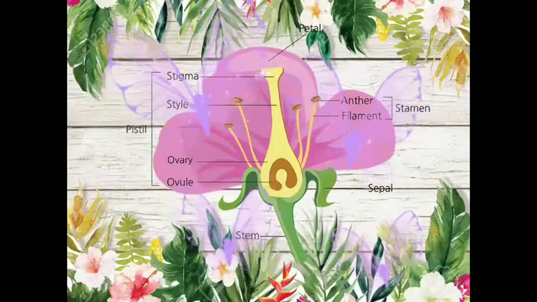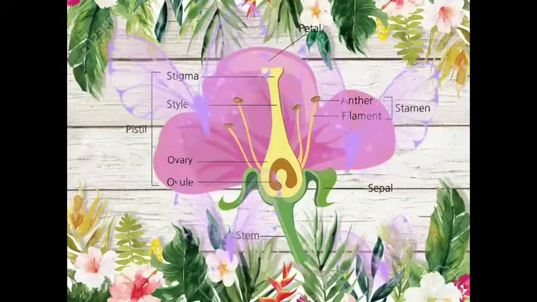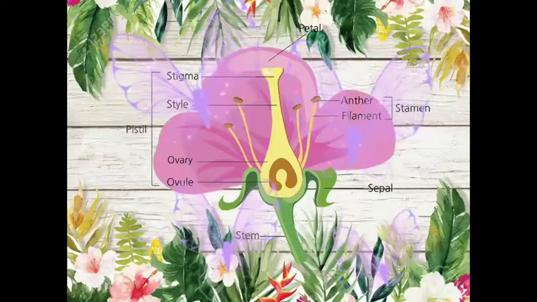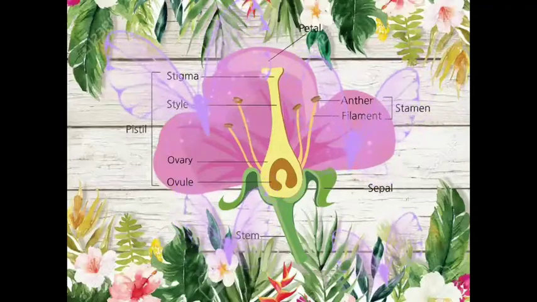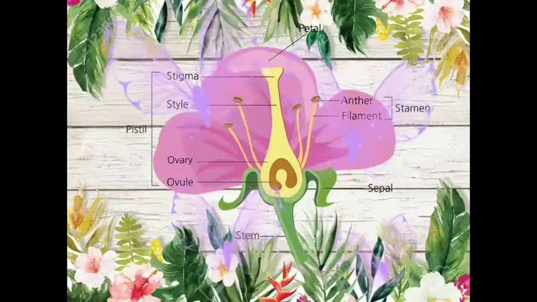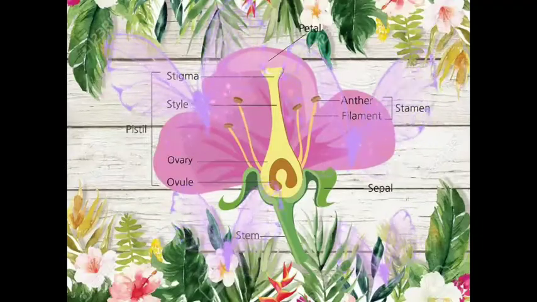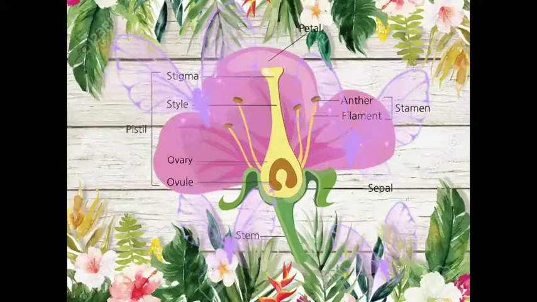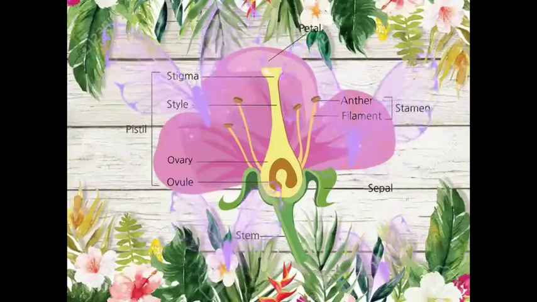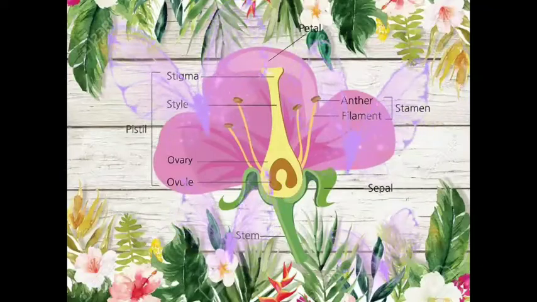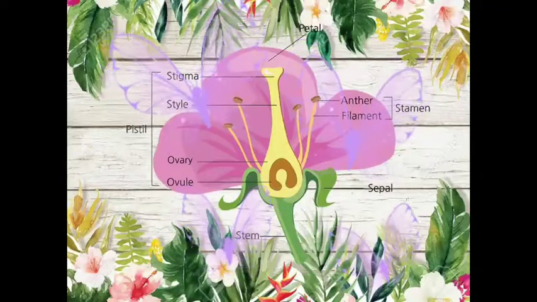Now, we will learn about the female reproductive organ of the flower. There are 4 parts of the female reproductive organ of the flower. The first is stigma, and then style, ovary, and ovule. We call them the pistil. I will explain to you what stigma is. Stigma is the tip of the style. It collects pollen grains. Style is a long stalk which holds up the stigma.